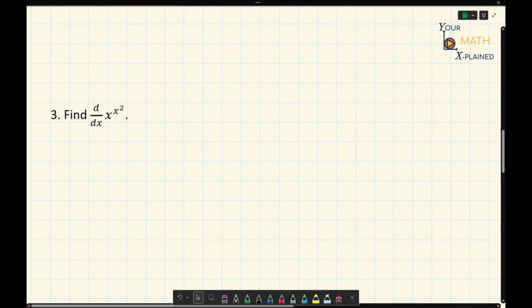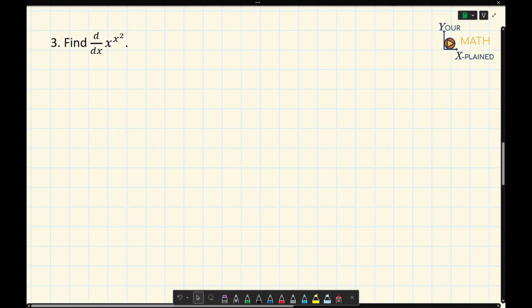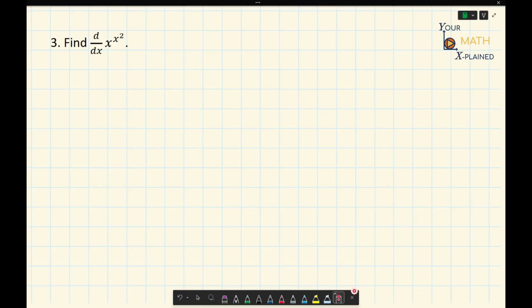Now for our third example, we want to find the derivative of x to the power of x squared. And just like the last example, the power rule doesn't apply here because our power is not a number, it's in terms of x, which means we have to use logarithmic differentiation here.